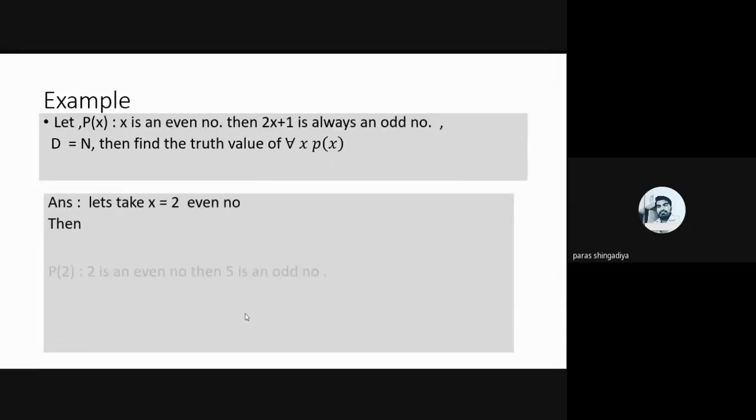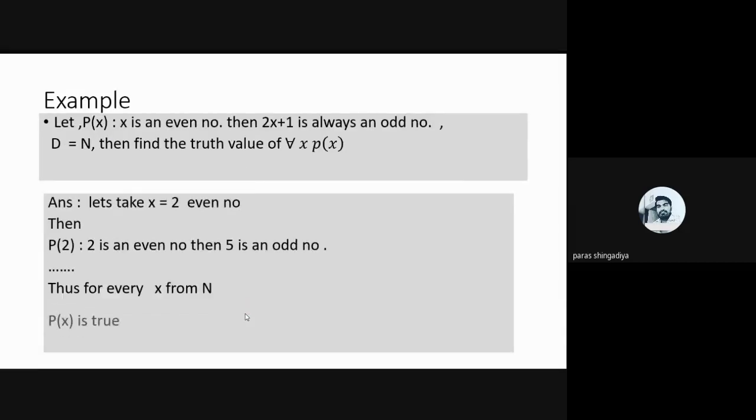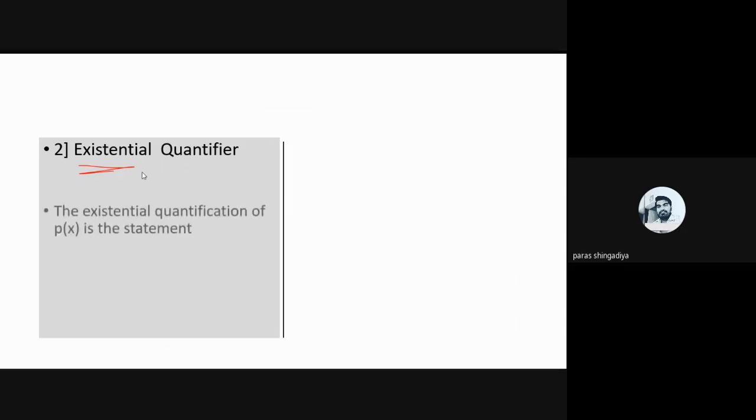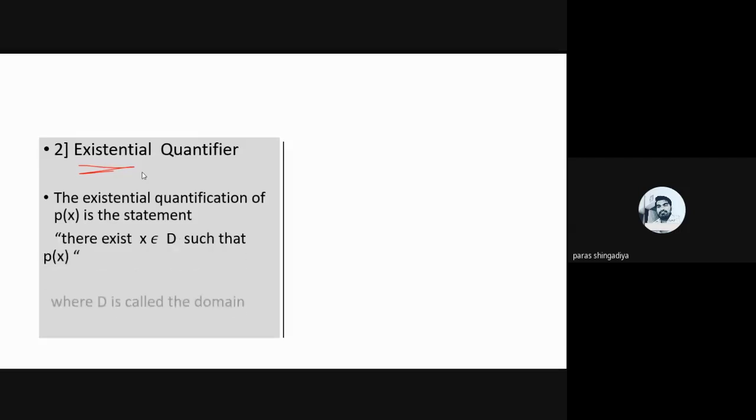So this is a way you can check the output of the universal quantifier. And this example number 2 was discussed: if x is an even number, then 2x plus 1 is always an odd number. Now today we'll discuss the second form of the quantifier, known as the existential quantifier. What is the meaning of the existential quantifier? Let's first discuss the definition, and then we'll solve a few examples related to this topic.